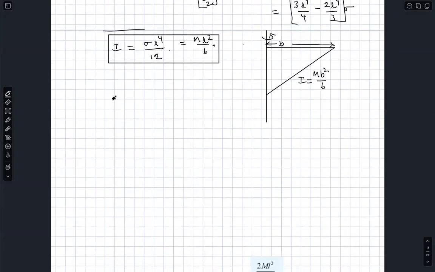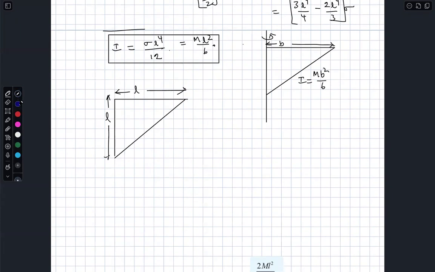Now you see, I'll do something simple. Now you see, this is the equilateral, this is the isosceles triangle, L. Now please try to understand.